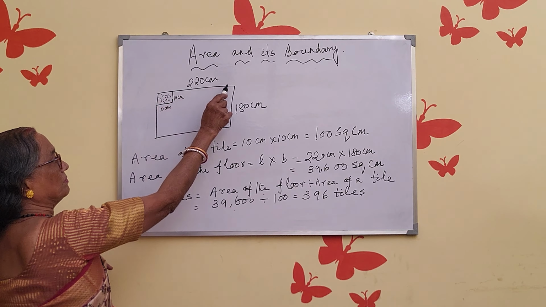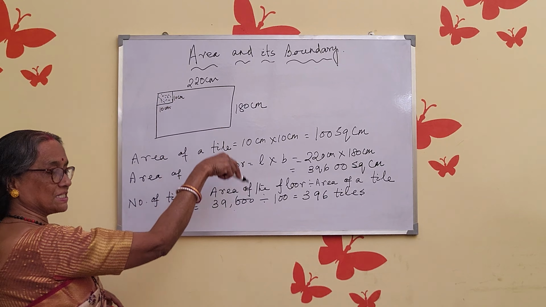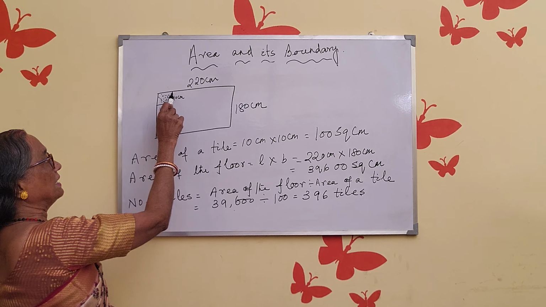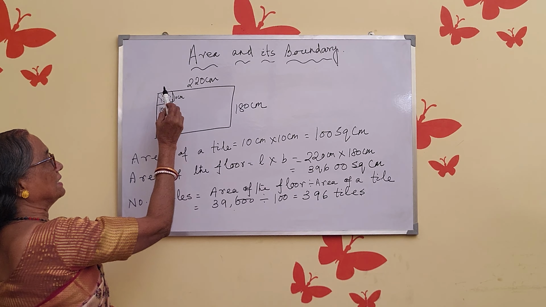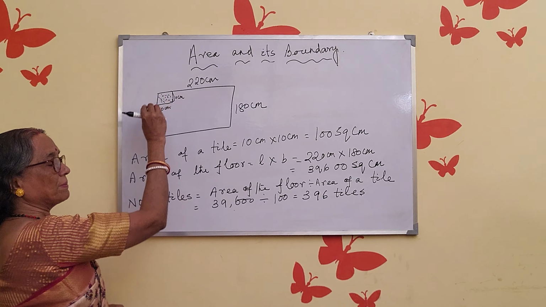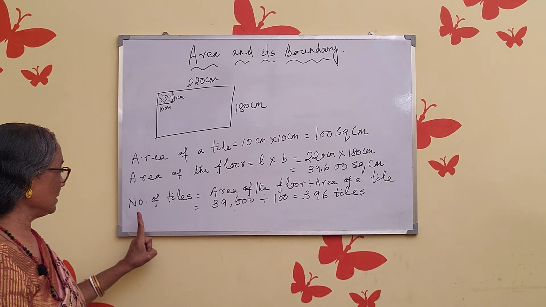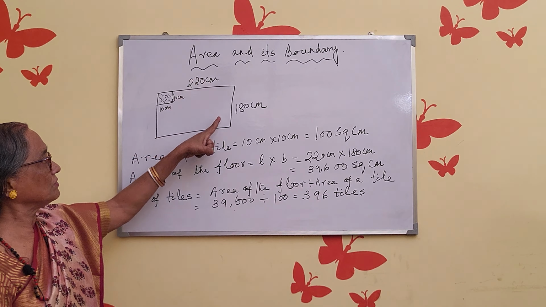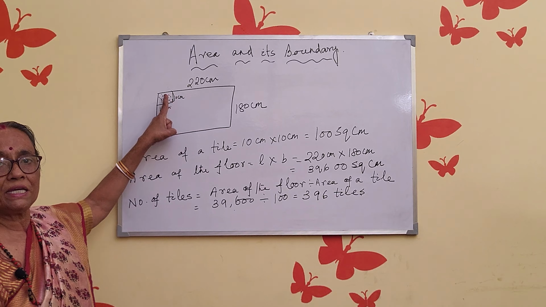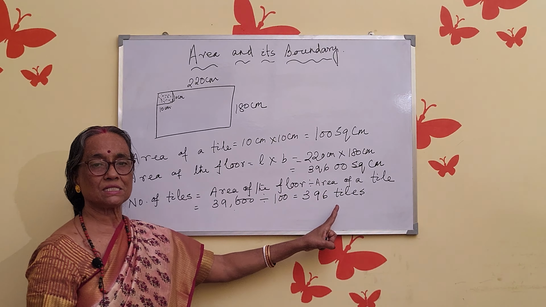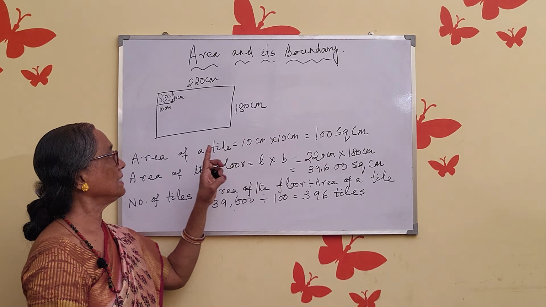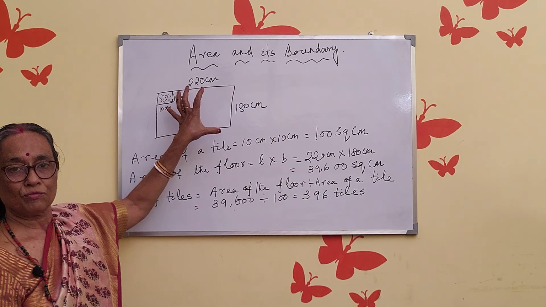This is the length and breadth of the kitchen floor, and this is a square shape. The length is 10 centimeter. We have to find out the area of a tile and area of the floor. Now number of tiles is area of the floor divided by area of a tile. That is 396 tiles is required to put on the floor.